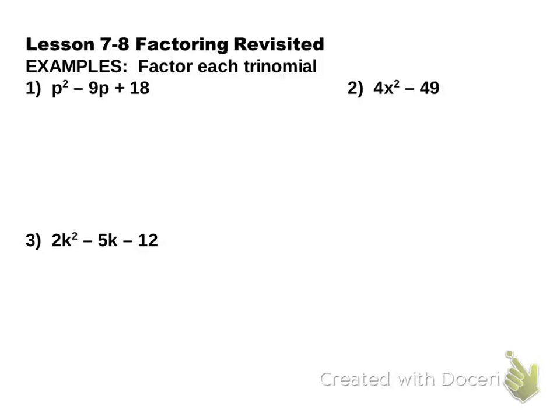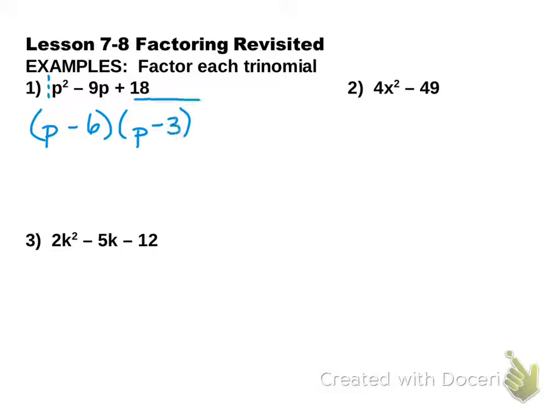So let's look at this first example here. Notice that my a, or my term in front of my square term, is a 1, so I can factor this by finding factors of 18 that add to get me to 9. That would be 6 and 3. And it gets me to negative 9, so really negative 6 and negative 3. So that is my factors there.